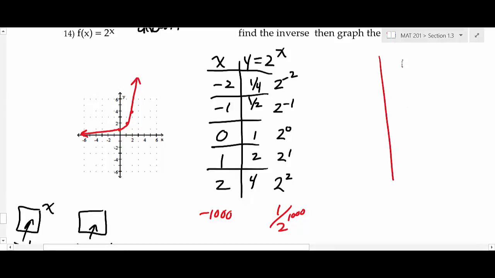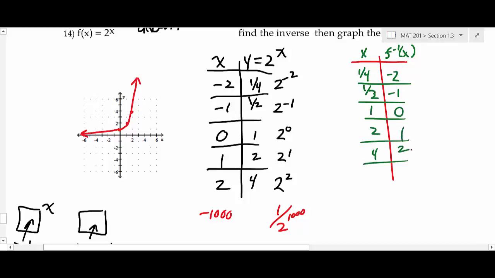Now, let's do our inverse, okay? So for the inverse, remember, we just flip the coordinates. So we're going to have a fourth and -2, a half and -1, 1, 0, 2, 1, 4, 2, like that. Then that'll graph your inverse. Even with these fractions, a half, -1 would be there, a fourth, -2 would be there.